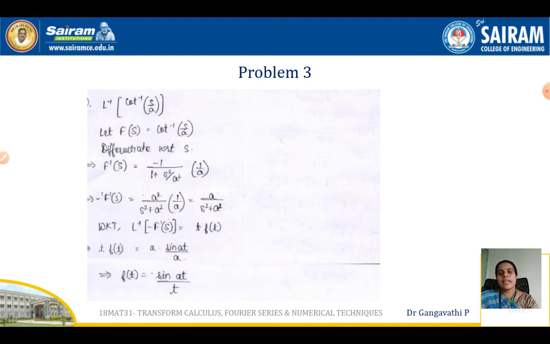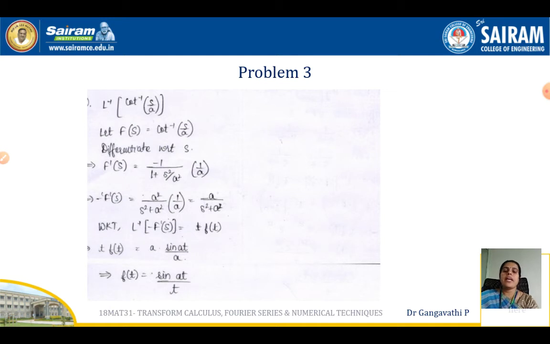So look at another example. Find L inverse of cot inverse of s by a. So f of s here is cot inverse of s by a. Since there is no log, we need not apply the properties of log and can straight away go for differentiating it. The differentiation of cot inverse is 1 by 1 plus (s by a) square into 1 by a, and multiply by minus on both the sides.